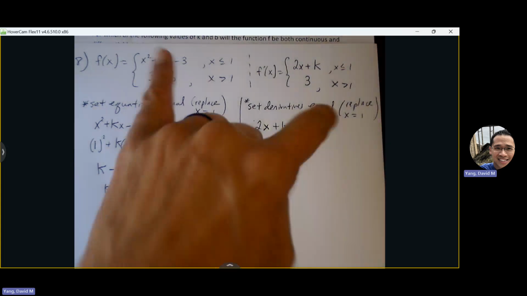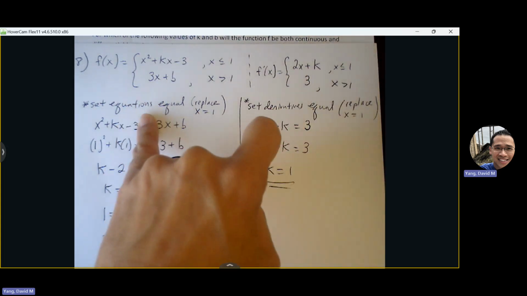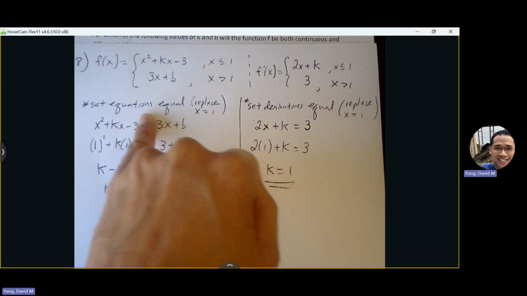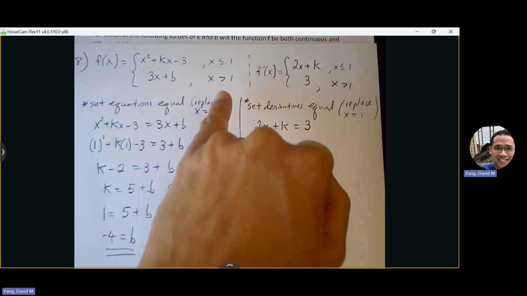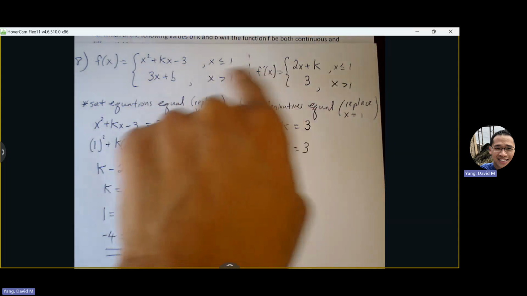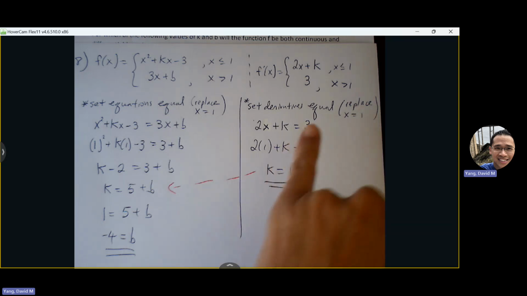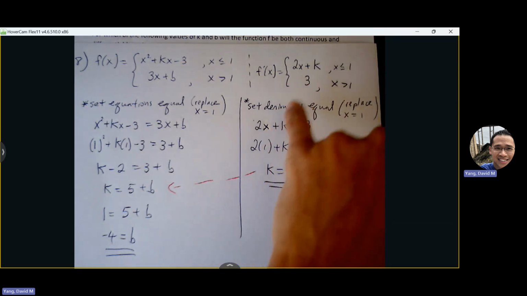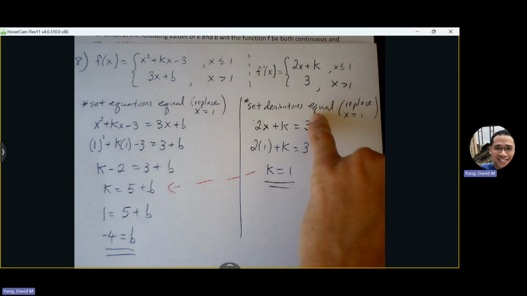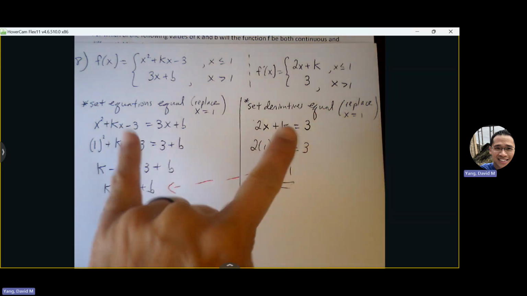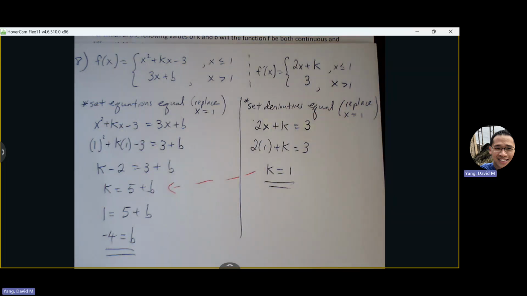And the strategy there is to set the equations equal because the graph is connected. They use the word continuous. We know that the graph is going to be a smooth transition from one graph to the next. They're going to have to share the same slope, and because they share the same slope, and slope is related to the derivative, we find their derivatives and set them equal to each other as well. Then we have two equations to help each other solve for k and solve for b.